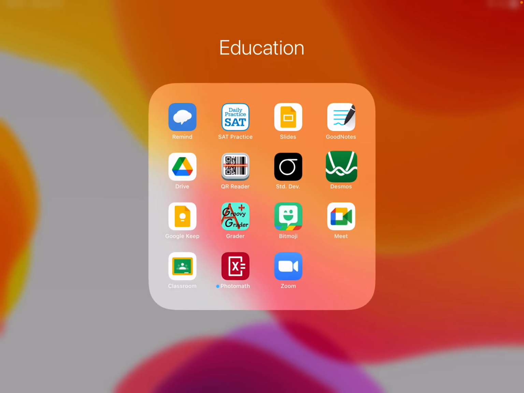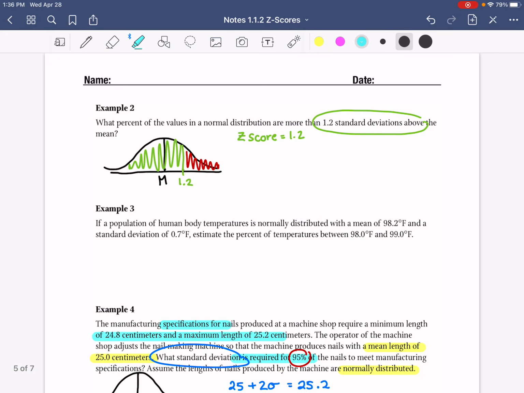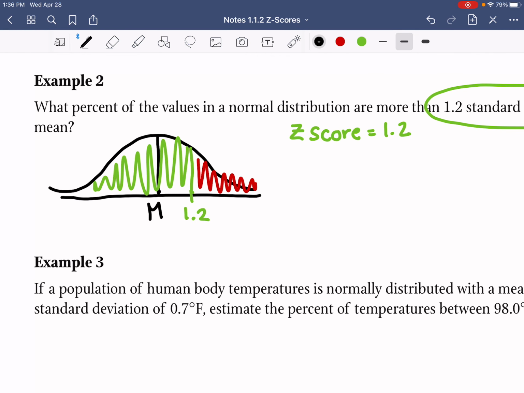Oops, what am I doing? 0.8849. So that's the green part. It says percent. So if I switch this to a percent and move it 2 decimal places, this would be 88.49%. Well, we don't want this green part, we want the red part.